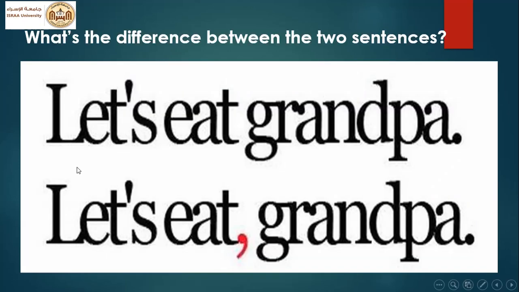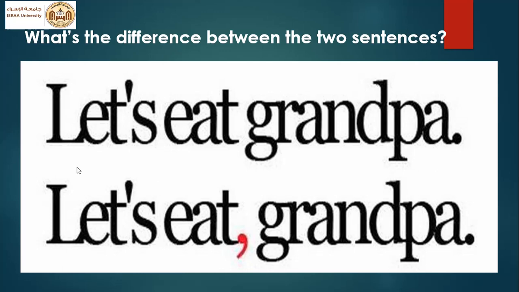Before starting and talking about the functions, look at these two sentences, and please, dear students, try to differentiate between the first sentence and the second sentence. Please stop the video and try to think. What's the difference between the first and the second? Good students. Let's see the first one. The first one says, let's eat Grandpa. The second one says, let's eat, comma, Grandpa.